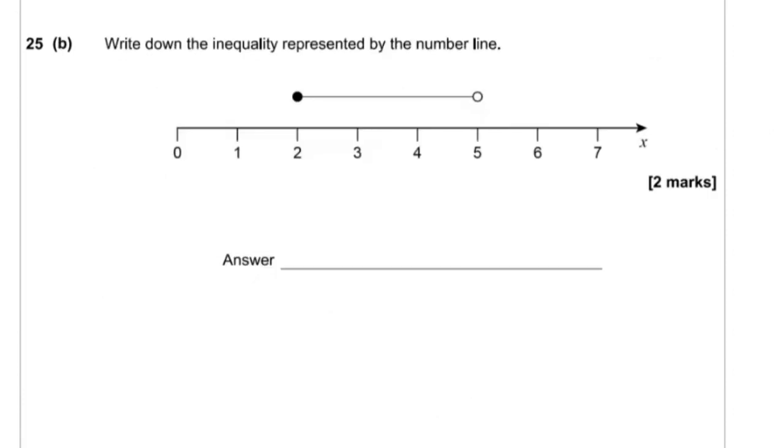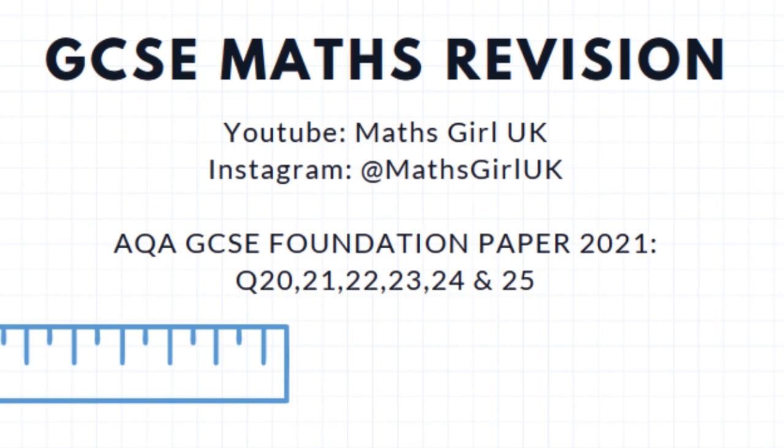Part B. Write down the inequality represented by the number line. So this inequality here shows that x is less than 5 and greater than or equal to 2. This coloured in dot means less than or equal to, and the empty dot means that it's not equal to, it's just less than.